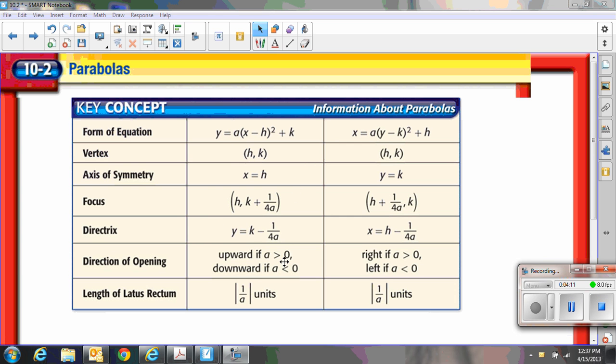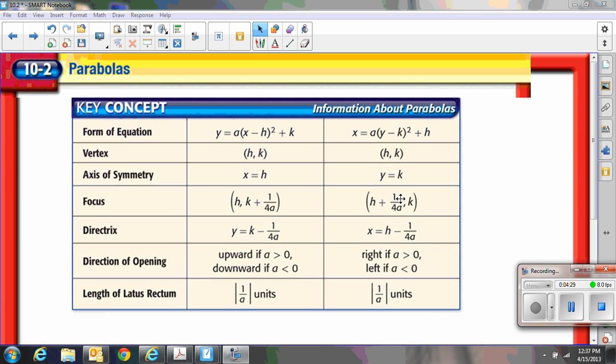A, if it's positive, tells me it opens up. If it's negative, it opens down. And 1 over a is the length of our latus rectum. And remember, the latus rectum is the line that is perpendicular to the axis of symmetry and goes through the focus.